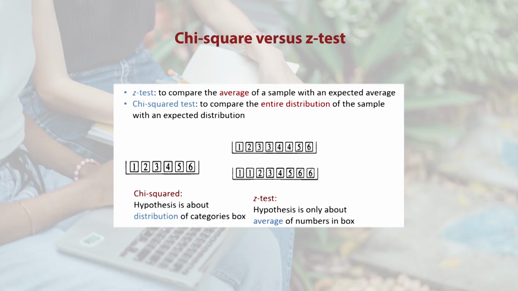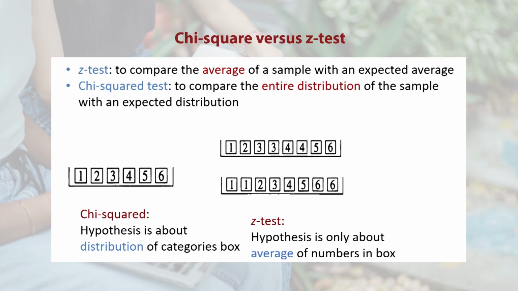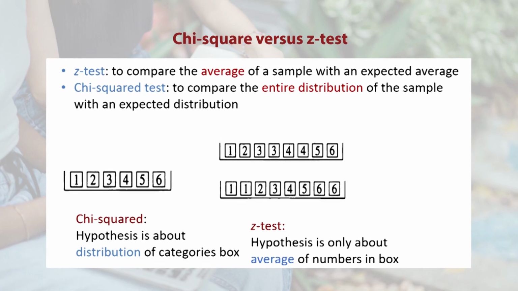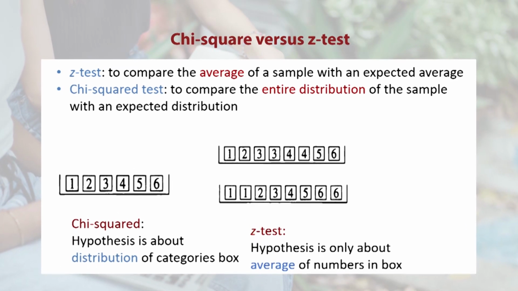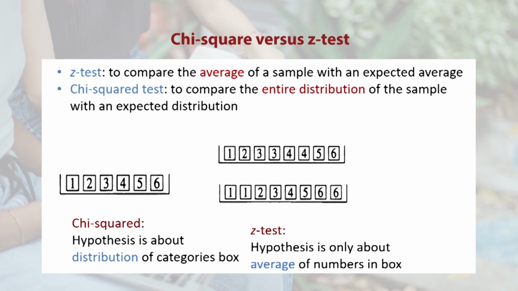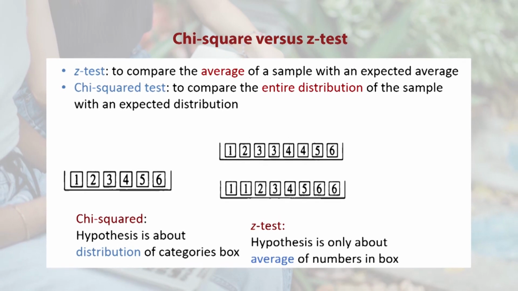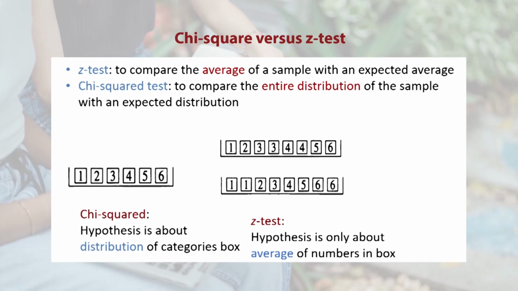If you compare with the Z test, which compares the average of a sample with an expected average, the chi-square test compares the entire distribution of the sample with an expected distribution. If you see the figure, the hypothesis is about the distribution of categories in the box, whereas with the Z test, the hypothesis is only about the average of the numbers in the box.